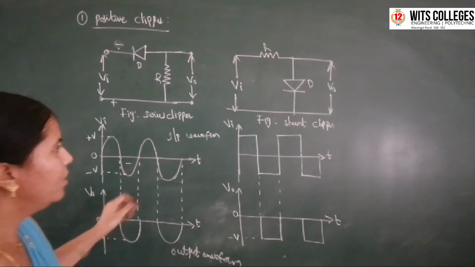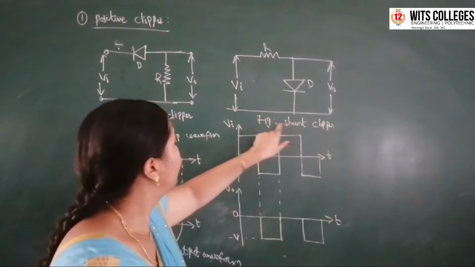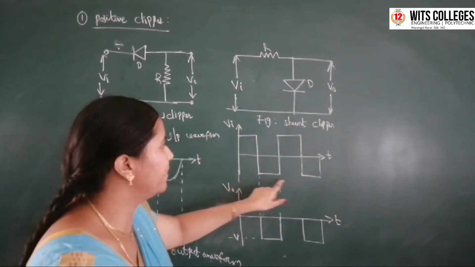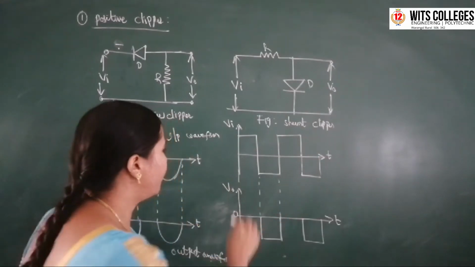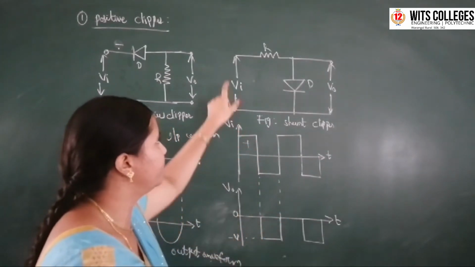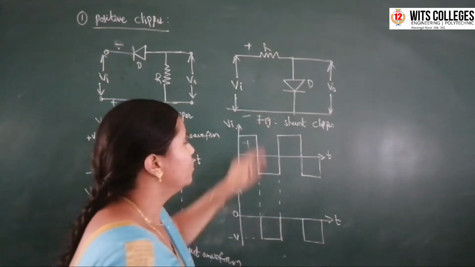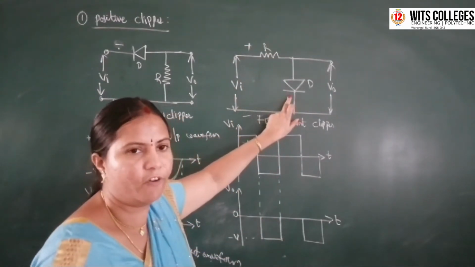So coming to the shunt clipper, the positive shunt clipper. Here we are giving the square wave input. During the positive half cycle of the square wave input, what will happen? It becomes positive, it becomes negative. So here the diode is said to be forward biased.